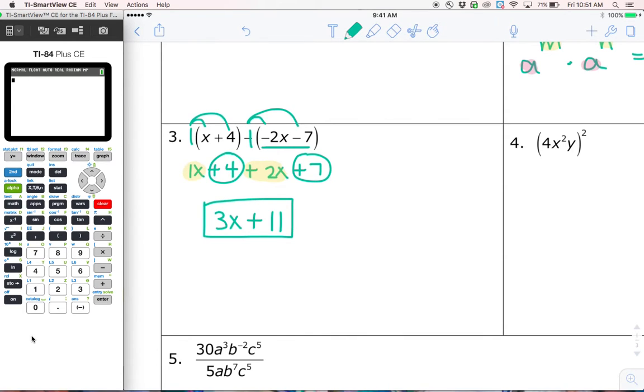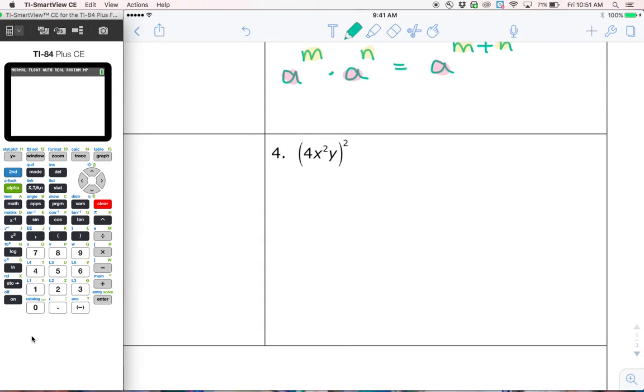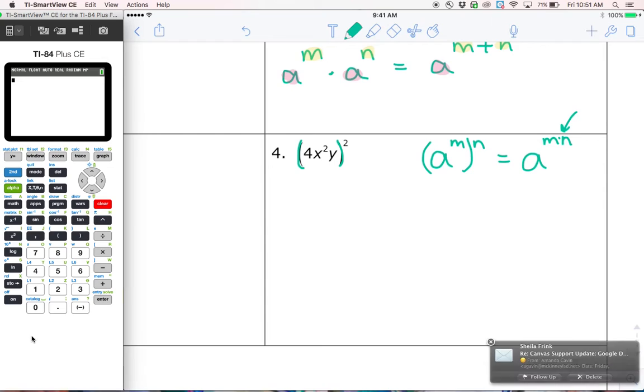Problem number 4, I've got this exponent outside of parentheses. The rule on your formula card looks like this: a to the m with the n outside, and this is equal to a to the power of mn, right? And remember, no sign between these means it's really multiplication. So I know I need to multiply my exponents somewhere down here, okay?